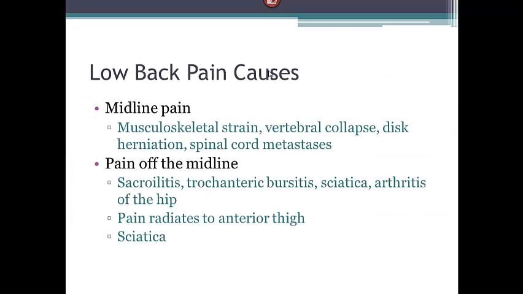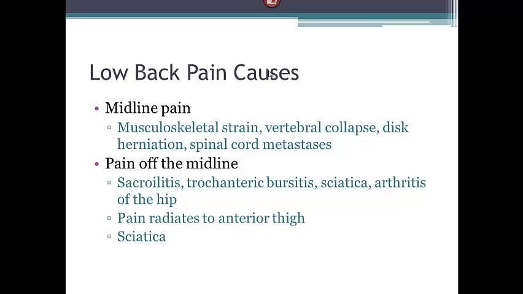Now let's talk about low back pain causes. You could have a midline pain, which is no more than muscle strain or herniation of the nucleus pulposus, or if you have a spinal cord metastasis. Pains off the midline are most of the time associated with sacroiliitis, sciatica, and also arthritis of the hip. Let's talk a little bit about sciatica.